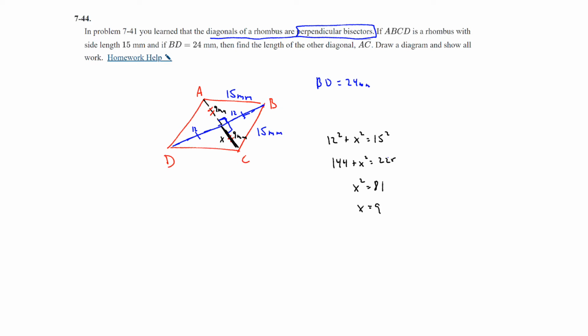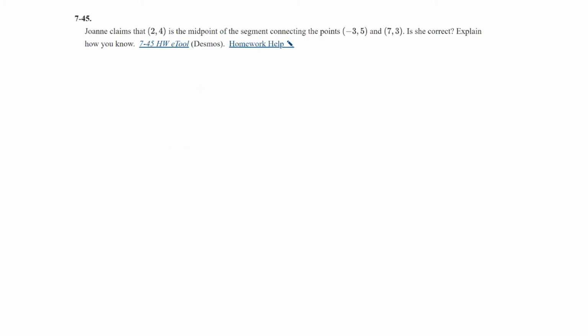And so it's asking us to find the length of the other diagonal AC. So that entire distance of AC then is going to be 18. So AC is equal to 18 millimeters. Question 45. Joanne claims that the point (2, 4) is the midpoint of the segment connecting the points (-3, 5) and (7, 3). Is she correct?